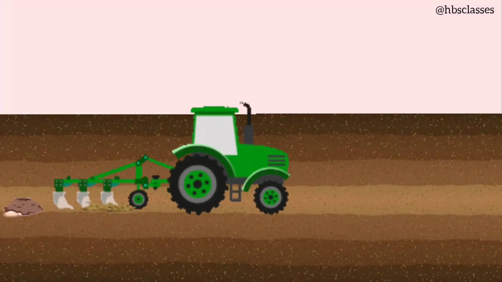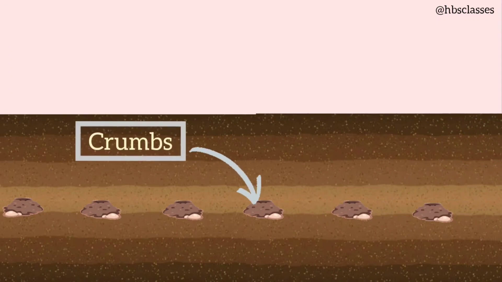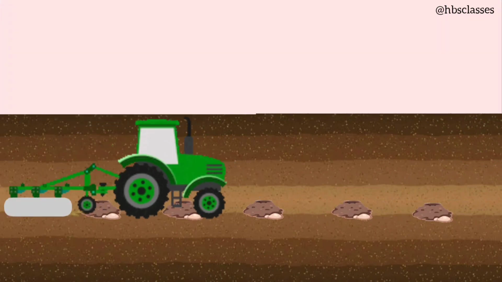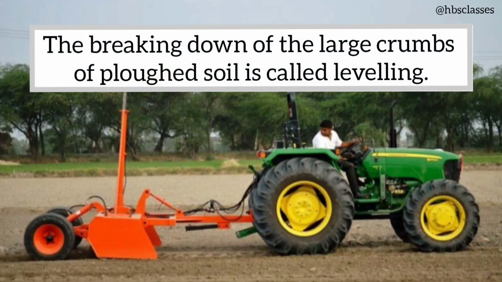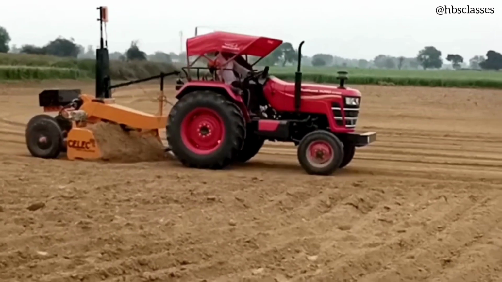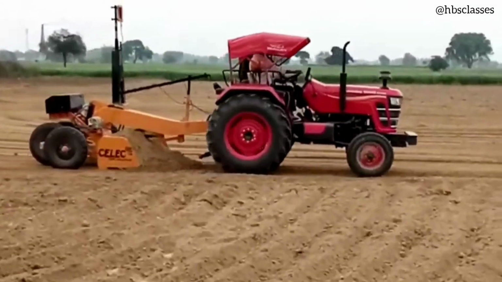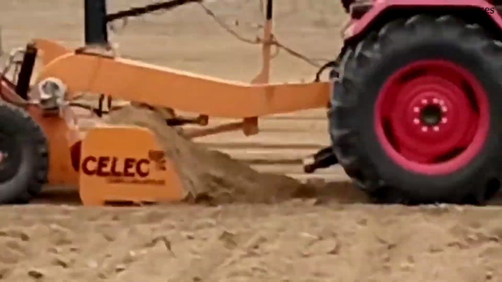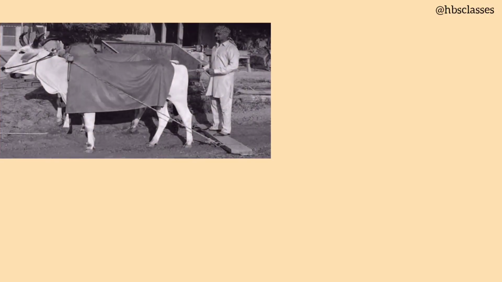After plowing, the field may have big pieces of soil called crumbs. It is necessary to break these crumbs in order to level the soil. The breaking down of large crumbs of plowed soil is called leveling. The implement which is used for leveling the plowed field is called a leveler. It is a heavy wooden plank or an iron plank and is pulled by bullocks or by a tractor.